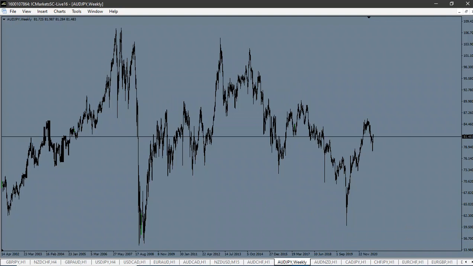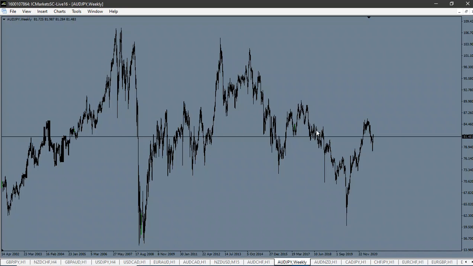AUDJPY, our last pair. As you can see here, we saw this move right here, followed by a double bottom, an impulse leg, corrective leg, another impulsive leg, then a double top formed right here. First leg of the double top, second leg, a cross, a retest of the neckline, and then price went down to complete the setup.